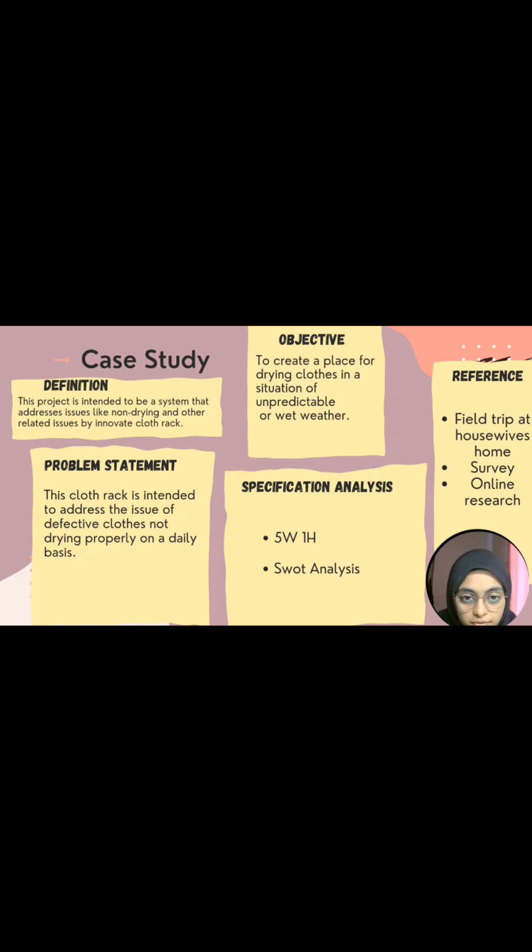The first method is 5W1H, which means 5W: what, why, who, when, where, and 1 how. What are we focusing on? We are focusing on improving clothes racks, enhancing their functionality, sustainability, and user experience. Why? Because we want to address the common issues of manual use, lack of customization options, and environmental concerns related to the traditional method.